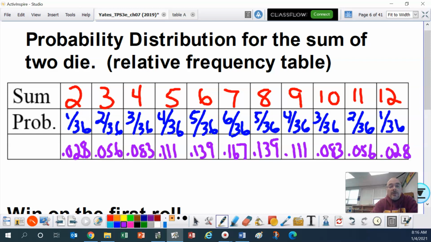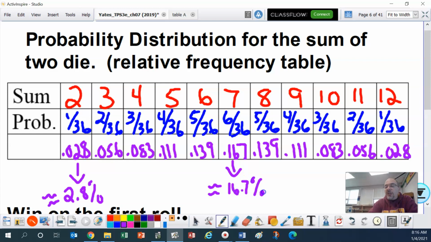Now, if I wanted you to give me it as a percent, there's about a 2.8% chance of rolling a sum of two. Here this would be about a 16.7% chance of rolling a sum of seven. But again, most of the time we leave them as decimals or fractions.